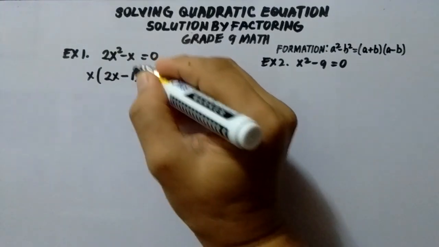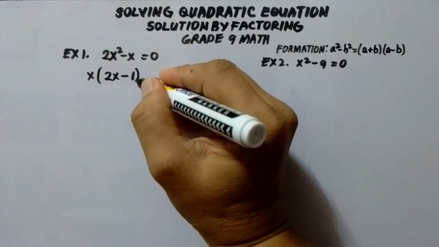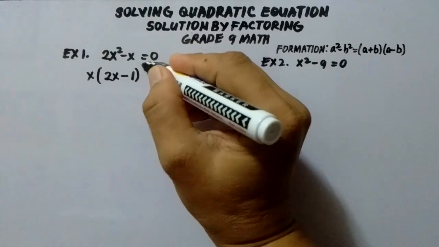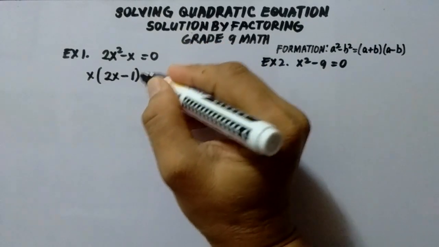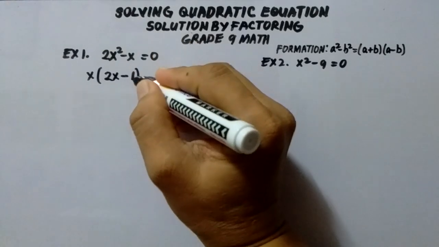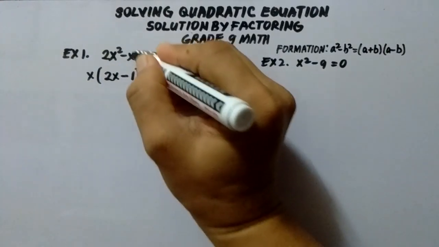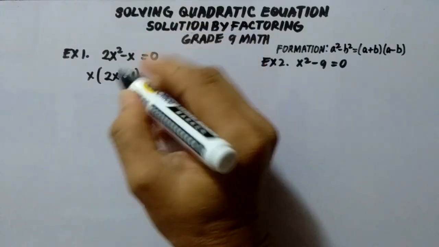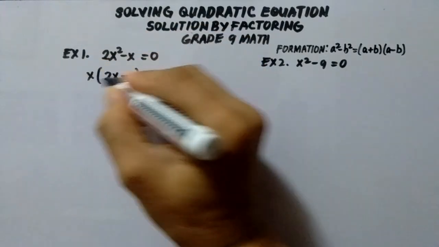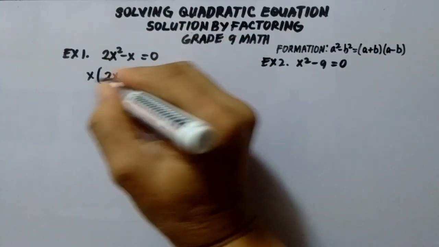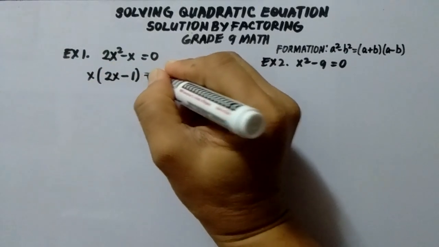Okay? So, bakit po naging 1? X divided by x is equals to 1. So, any letters or numbers divided by the same letters or numbers is equals to 1. Okay? So, i-multiply po natin x times negative 1. So, we have negative x. Okay? So, tama po ang ating factors. Okay? So, let's find the value of x. So, equals to 0 po ito.